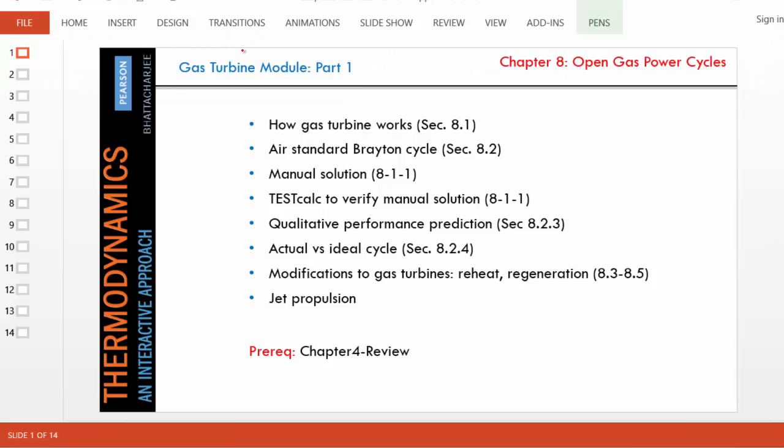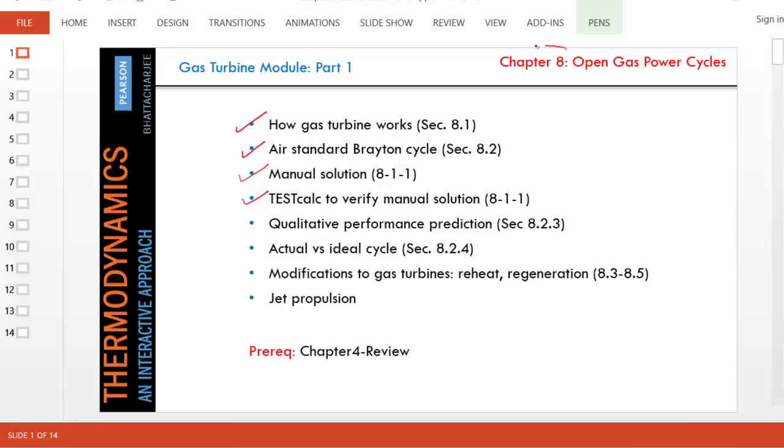In this module, we'll cover a number of topics: how a gas turbine works, and the air standard Brayton cycle that models a gas turbine for analysis purposes, a complete manual solution, and how to use TESTcalc to verify a manual solution.